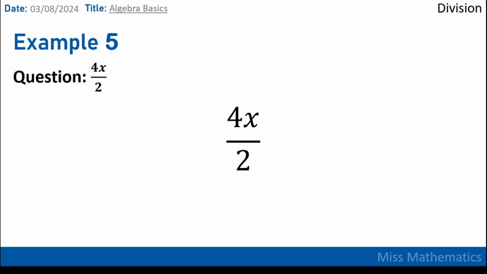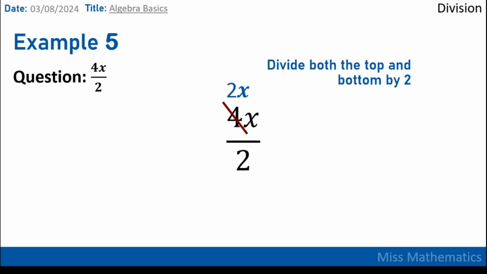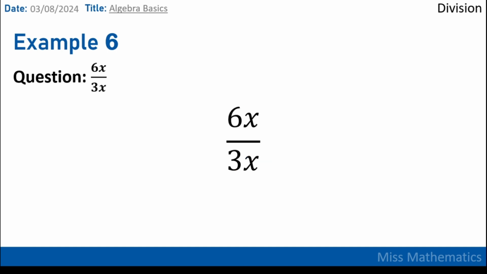Example 5, 4x divided by 2. In this example you can divide both the top and the bottom by 2. So 4x divided by 2 is 2x, because 4 divided by 2 is 2 and the x stays, and 2 divided by 2 is 1. So 2x divided by 1 is just 2x, because if you divide anything by 1 you get the same number.